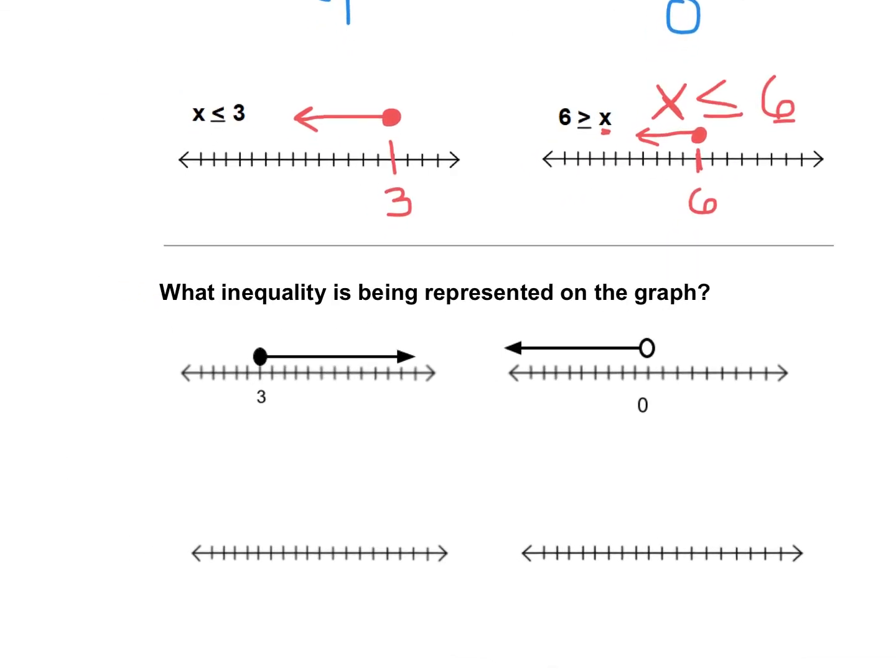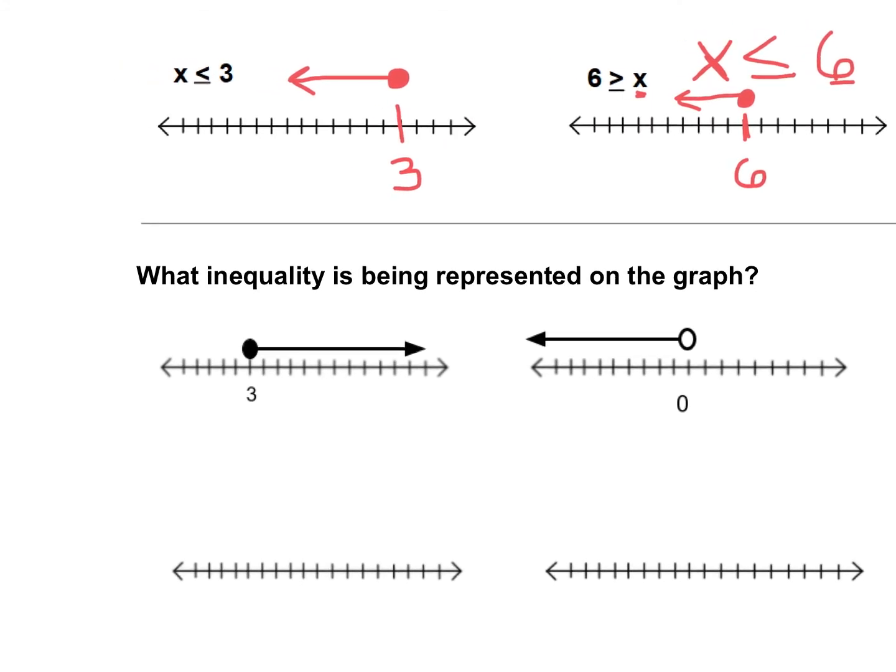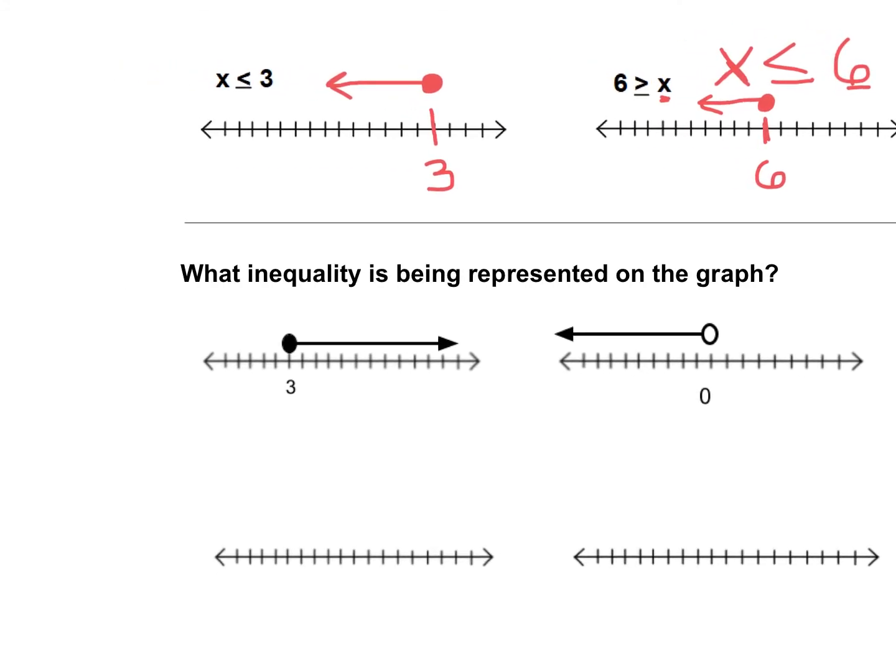All right, down here at the bottom, what inequality is being represented on the graph? So this time I give you the graphs and you have to write the inequality to match it. Okay, so here we are starting at 3. I'm going to use x as my variable, and the arrow is going to the right, which means greater. So x is greater than or equal to 3. Notice it's a closed circle, so we include the equal. Greater than or equal to 3.